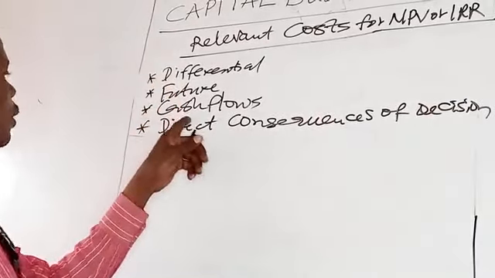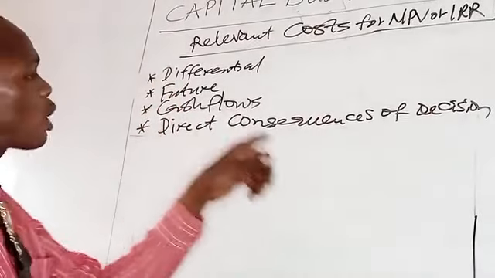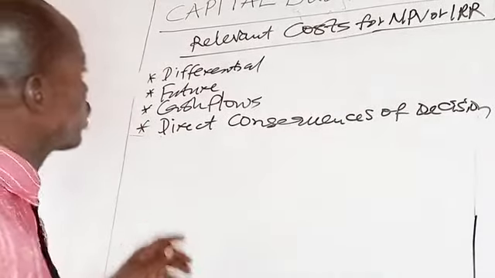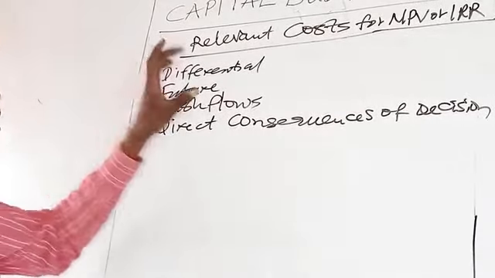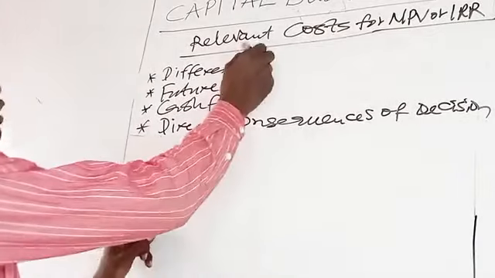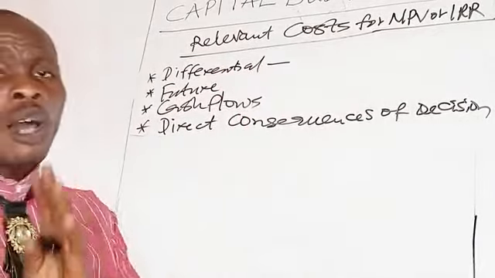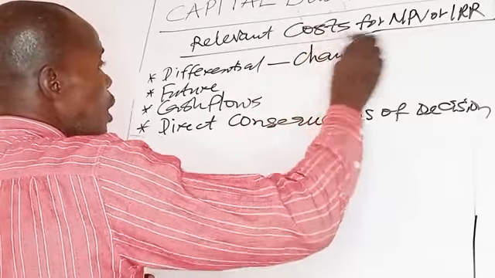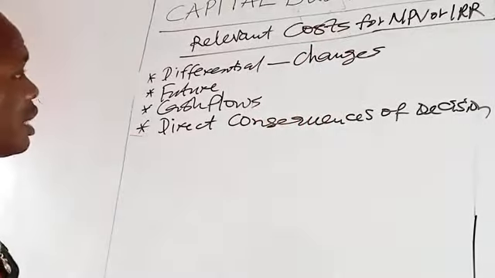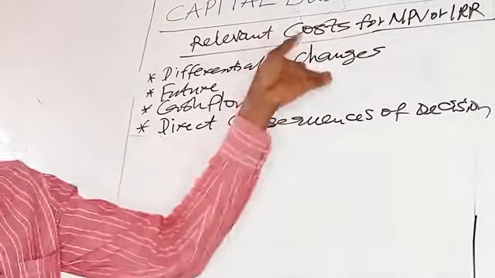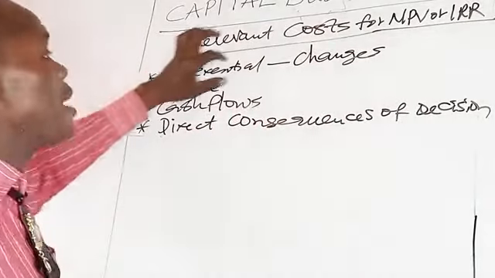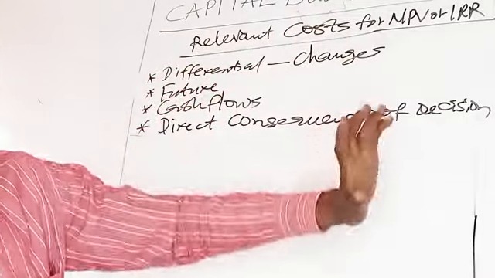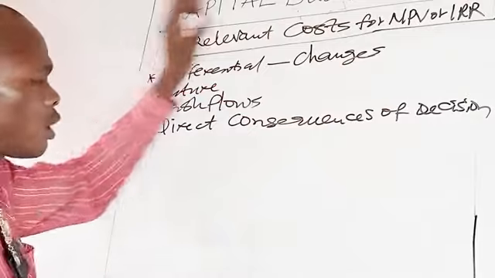Differential future cash flows that arise as direct consequences of a decision. That is relevant costing, or relevant cost. If this is relevant cost, when we say differential, it means that for a cost to be relevant, it must be a changing cost. Costs that change with activities. All relevant costs are changing costs, meaning that costs that remain fixed, irrespective of the level of activity, are not relevant. Then we have future cost.